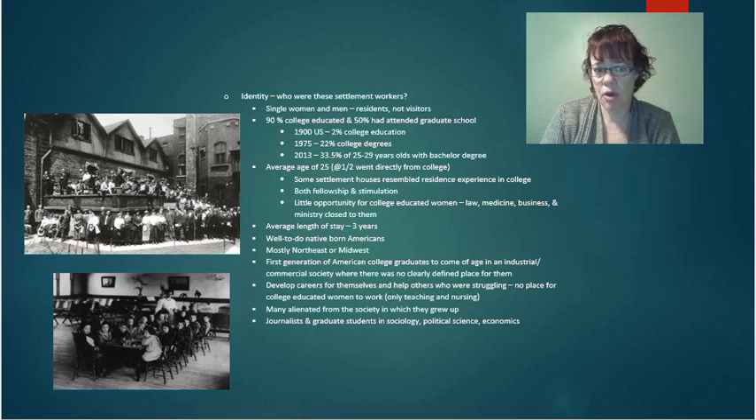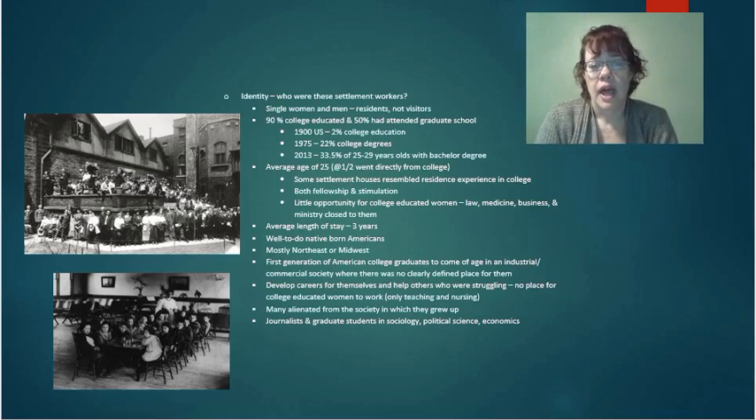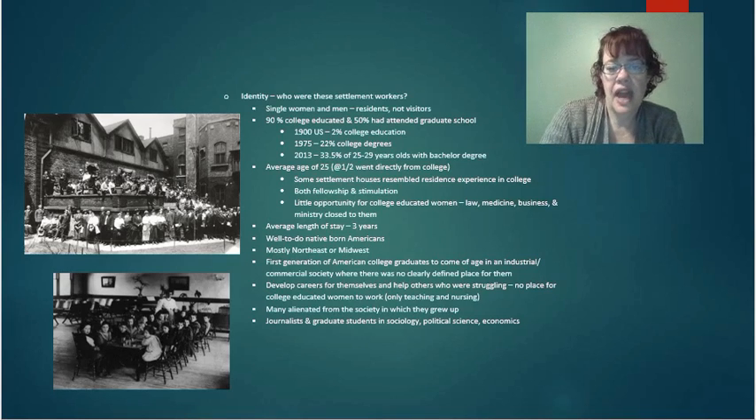So of this very small percentage, a lot of them went into these settlement houses and did this kind of what will become social work. In 1975, there are 22% of college degrees, and in 2013, 33.5% of people from 25 to 29 will have a bachelor's degree. The average age of 25, about half went directly from college.